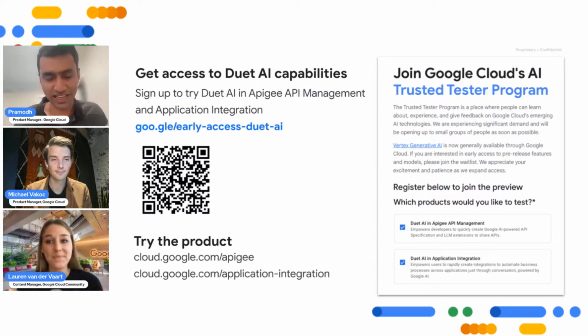Nothing in particular. First, you don't need to wait for the invite. You can go and try out the product today. It's cloud.google.com/Apigee and cloud.google.com/application integration. So get your hands dirty. You will use Duet AI, and you can then appreciate what Duet AI is actually going to help you with.